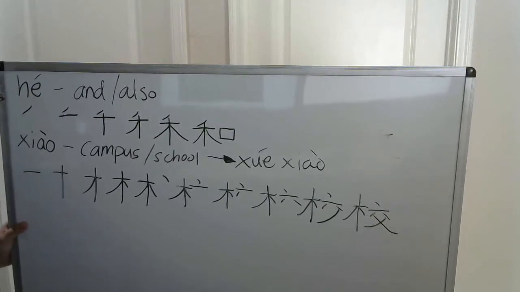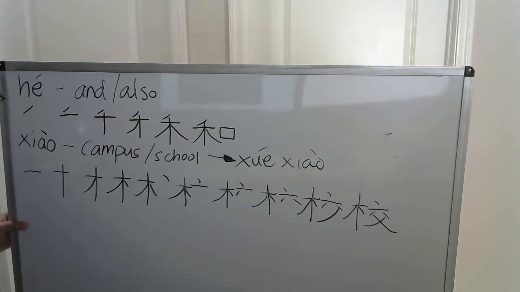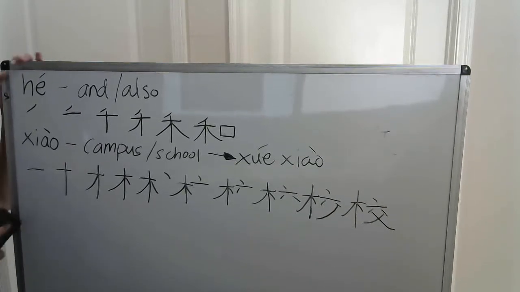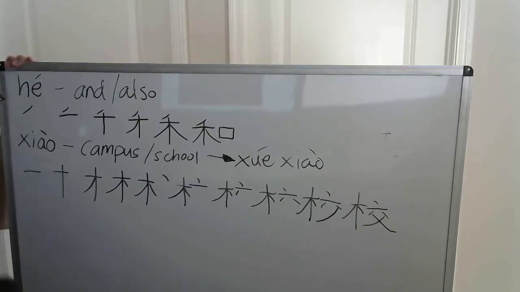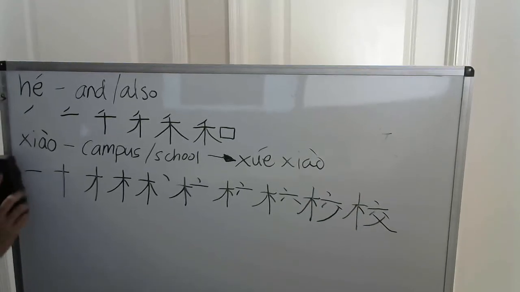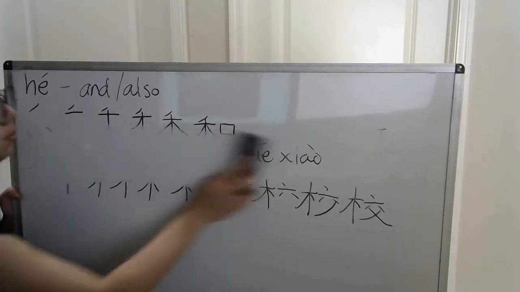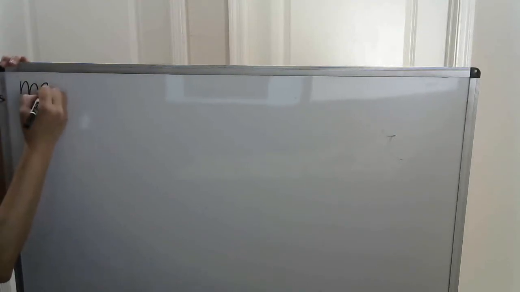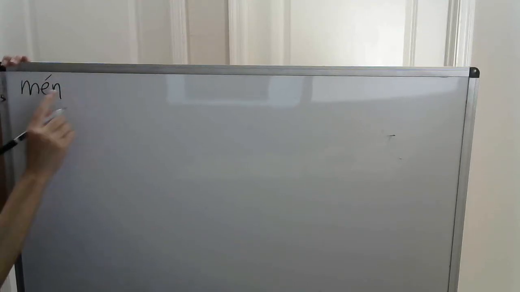So feel free to pause here on the video if you need to go back and catch up on any of the character strokes. Okay, I'm going to go ahead and erase here, so I can do the next two. So the next two characters we're going to do, one of them is going to be called 门.